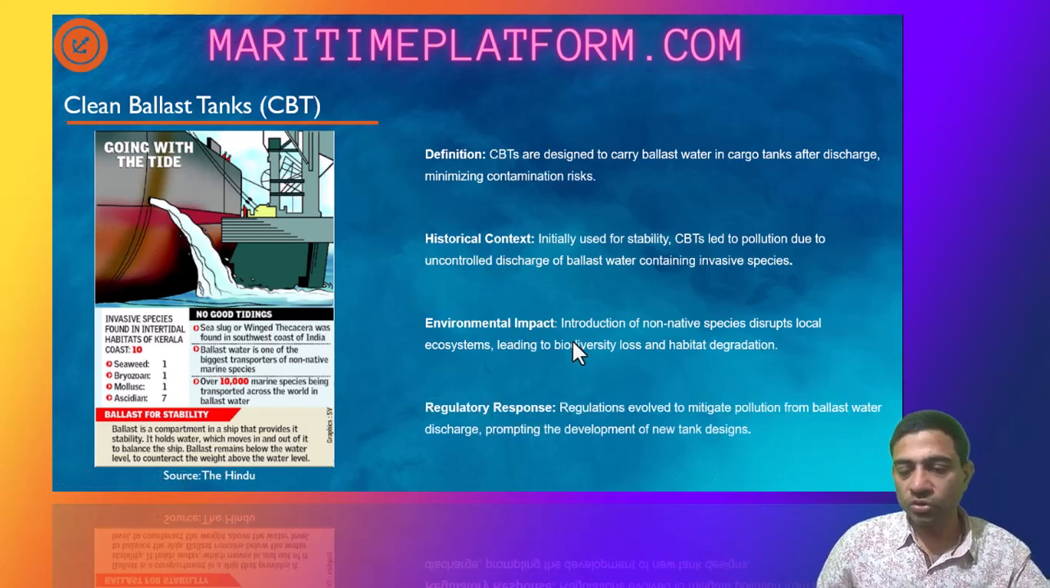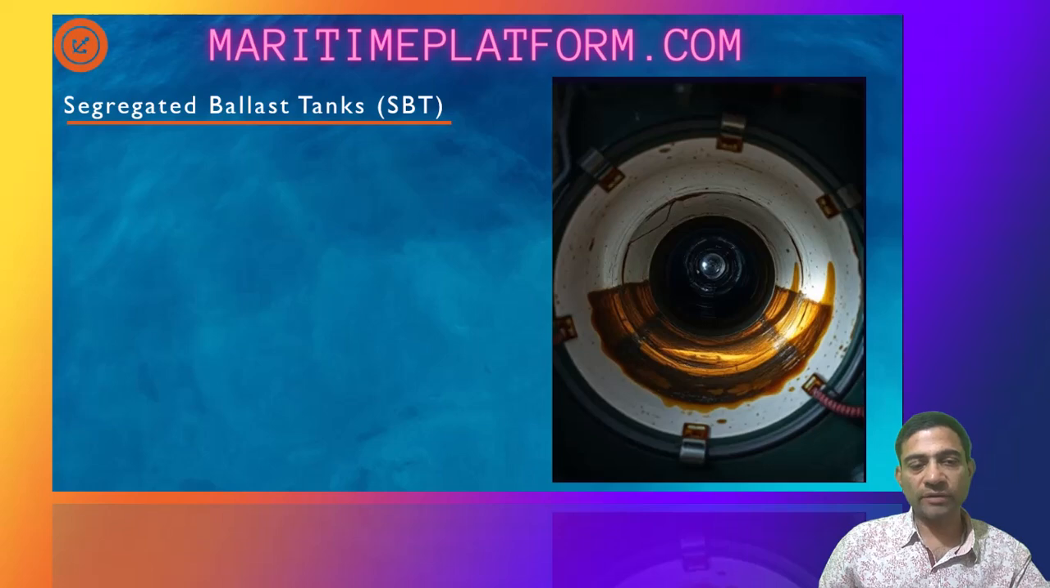Regulation evolved to mitigate pollution from ballast water discharge, prompting the development of new tank designs. So what happened? The invasive species were being transferred. However, the main concern now was the oil which was also being transferred with the invasive species. So we had to have a better tank design where we wanted to first segregate the ballast and the cargo tanks. We did not want to mix cargo and the ballast. So that's the next slide, where the advent of segregated ballast tanks came into existence.